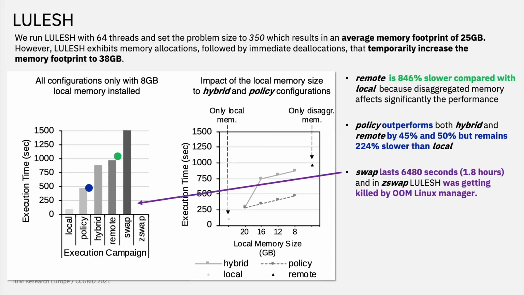For the swap configuration, LULESH execution lasts almost 2 hours, and similar to Graph 500, for the Z-swap configuration, the application is getting killed by the out-of-memory Linux manager.